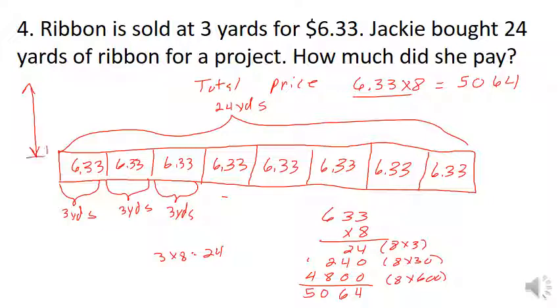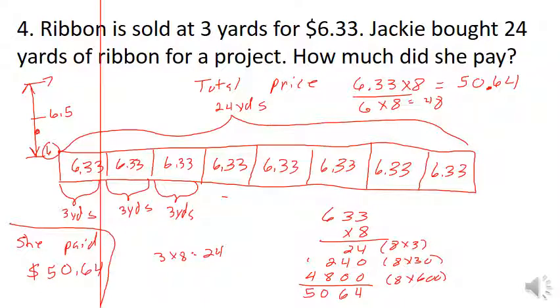Now I'm going to round and do an estimation. I have my estimation line, the bottom is 6, the top is 7, because I want to get rid of that decimal. This is 6.5. 633 is going to be about there, so I'm rounding to 6. So I know 6 times 8 equals 48. So the only place for the decimal that is reasonable will be right there to make it $50. So she paid $50.64.